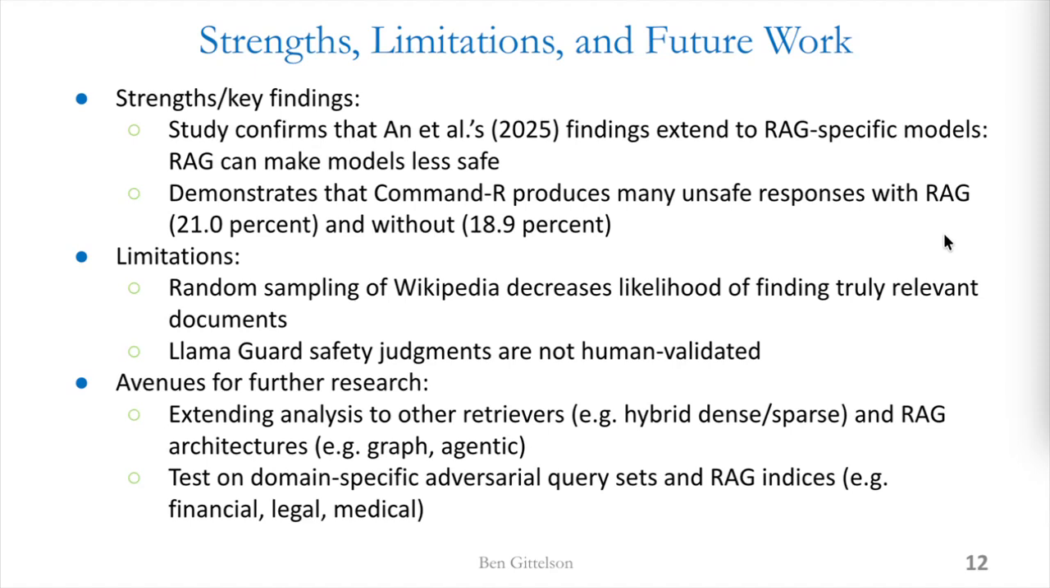I'd also be interested in extending this analysis to other retrievers, such as hybrid dense and sparse retrievers, and other RAG architectures like graph and agentic RAG. And finally, testing on some domain-specific adversarial query sets and RAG indices, maybe in domains like the financial, legal, or medical ones. And that's all.